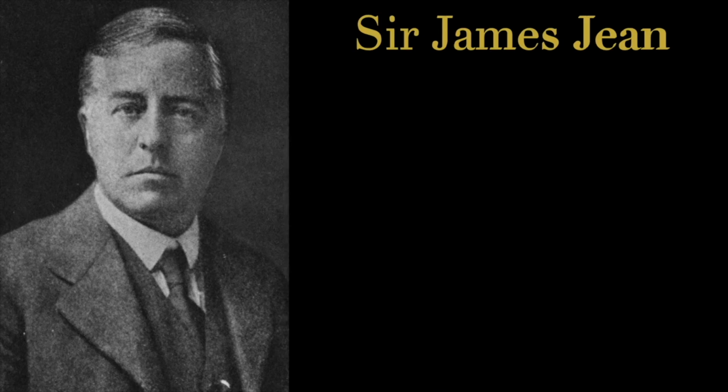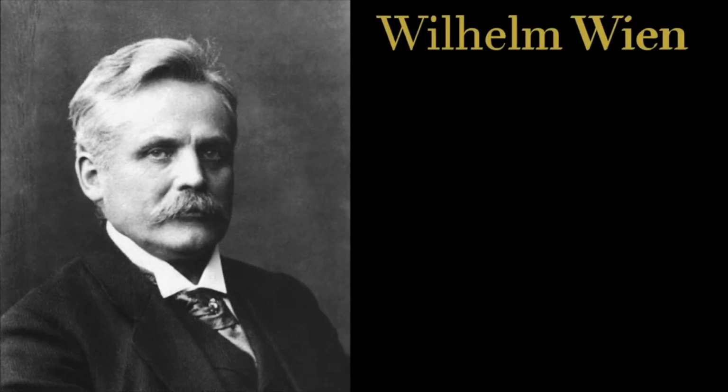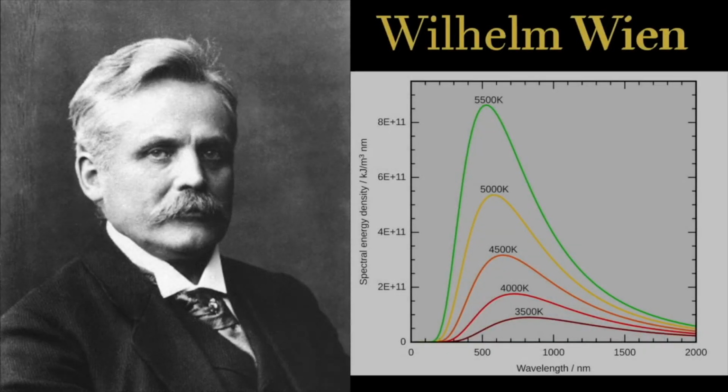Rayleigh and Jean approached Wien's work and attempted to make it work for low frequencies. Wien's displacement law had simply said that the spectral radiance peaks at the wavelength given by the equation: peak wavelength equals Wien's constant over the body's temperature. From this, Wien formed his distribution law, or approximation, which states that there is a certain amount of energy of a specific nature emitted at a particular wavelength, and that the peak wavelength depends on the temperature.